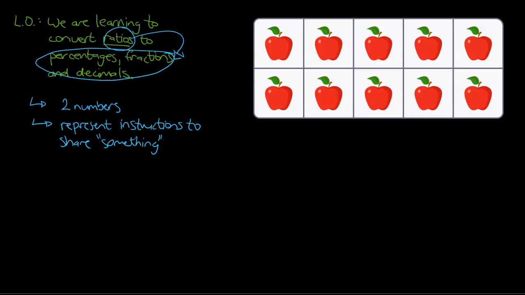Something I do want to emphasize, I did mention that it was two numbers, but it can be three numbers or more, but typically you're going to deal with two number scenarios. So let's get into ratios and let's think about two people. The example I've got here relates to Alex and Ben. So Alex and Ben, they have gone apple picking.